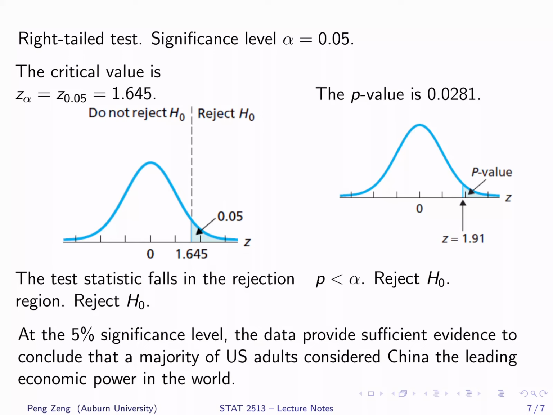When using the p-value approach, the p-value is the probability larger than 1.91. We can find this p-value using the standard normal table. The p-value is 0.0281. It is smaller than the significance level 0.05. Therefore, we reject H0. Both approaches lead to the rejection of H0. At the 5% significance level, the data provide significant evidence to conclude that a majority of US adults considered China the leading economic power in the world.